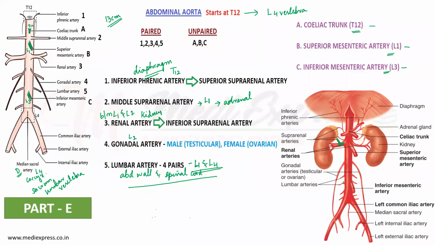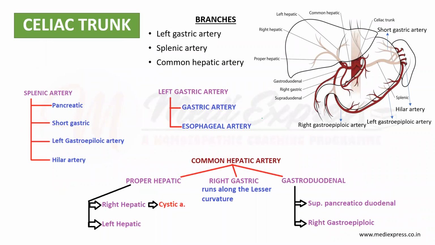Now in detail we'll see about the unpaired ones, that is celiac trunk, superior mesenteric artery and inferior mesenteric artery. About the celiac trunk, I have already mentioned over here, it starts at the level of T12. Now coming directly to the branches. So now we have a celiac trunk over here. I'm marking the celiac trunk in green.